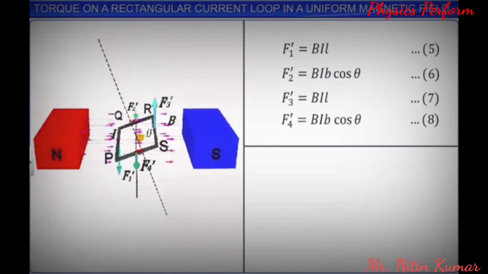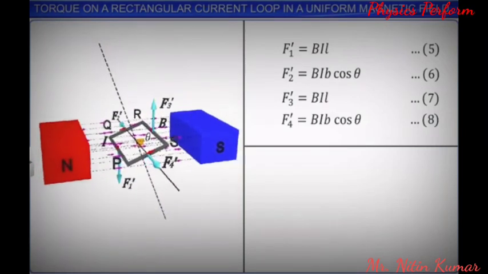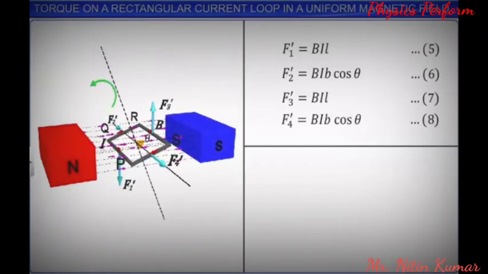On the other hand, the forces F1 dash and F3 dash, which are equal in magnitude, act in opposite directions to each other and are not collinear. Therefore, the resultant of these two forces constitutes torque on the loop. The net torque acting on the loop tends to rotate it in the anti-clockwise direction when viewed from PS.